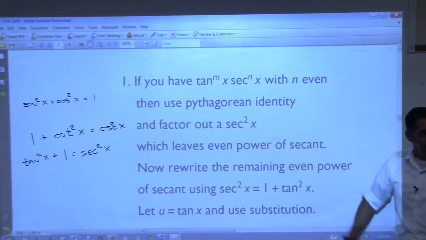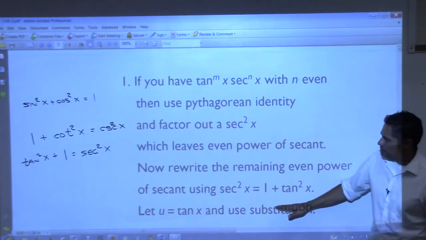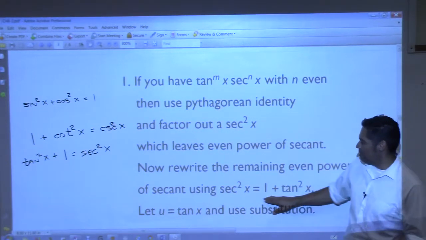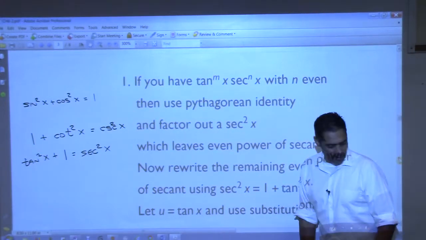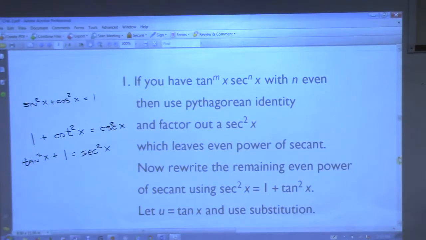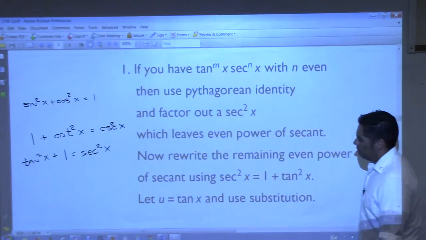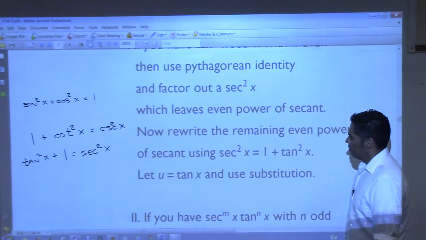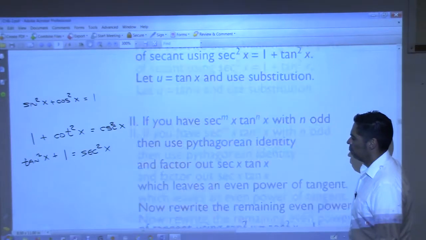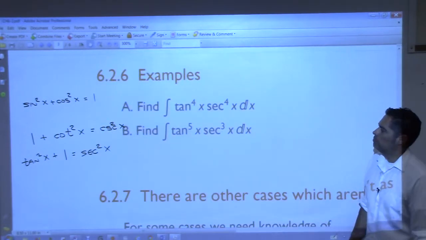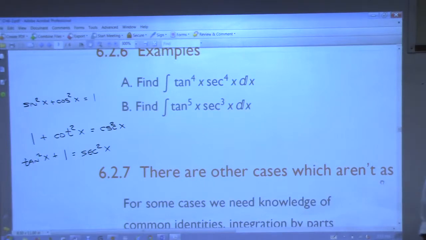All right, there they are. So we're going to use, oh, I had it right here. This is the one we're going to use, right? There we go. That's it, right? That's helpful though, right? Okay. So we're going to use that one, and then we're going to let u be tangent. Let's do that example right there.